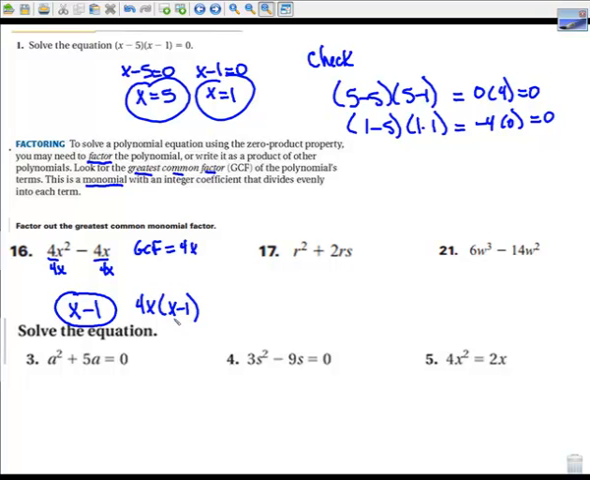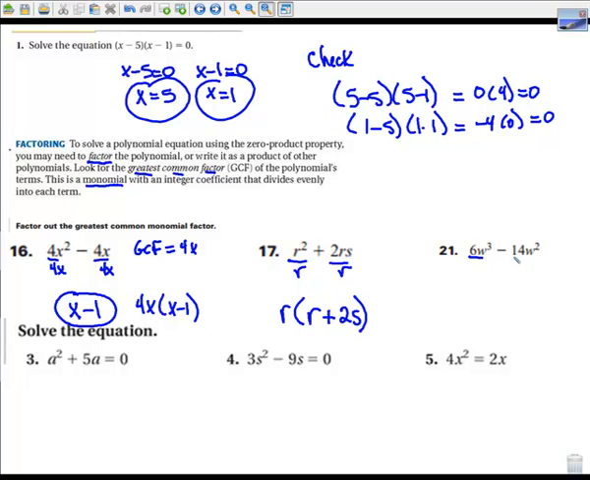In this case, it's a binomial. So if I look at this one, both of these terms have an r, and that's all they have in common. So my GCF is r. r squared divided by r is r, 2rs divided by r is just 2s. And you can always check these. If you were to distribute the monomial factor back over the binomial or trinomial, then you will get the original polynomial. r times r is r squared, r times 2s is 2rs.